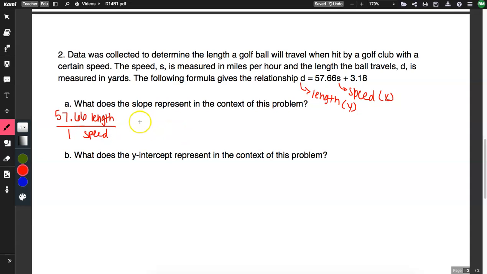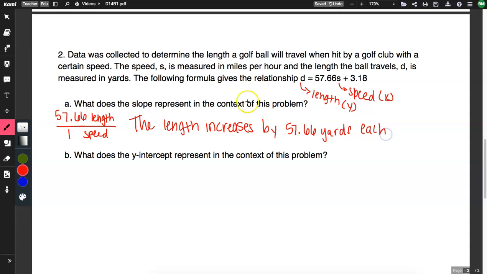So when I interpret it, I'm going to say the length increases. And I know it increases because it's a positive slope. If it was a negative slope, then it'd be the length decreases as the bottom variable increases. The bottom one will always increase. The length increases by 57.66 yards, so use your units, each, and then our speed is measured in miles per hour, so each mile per hour.